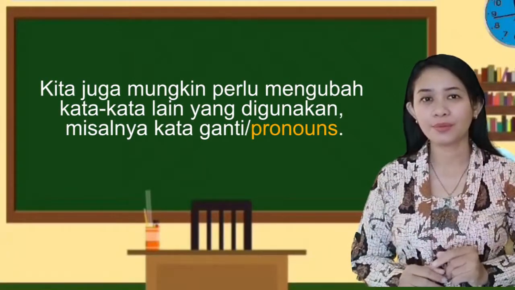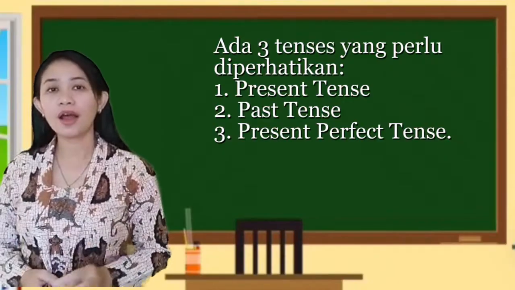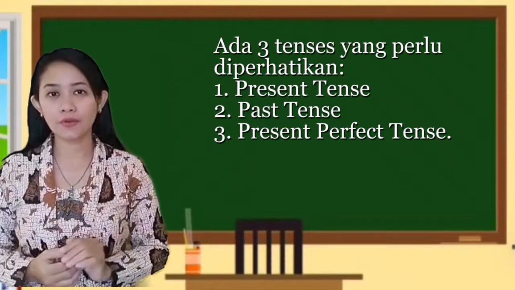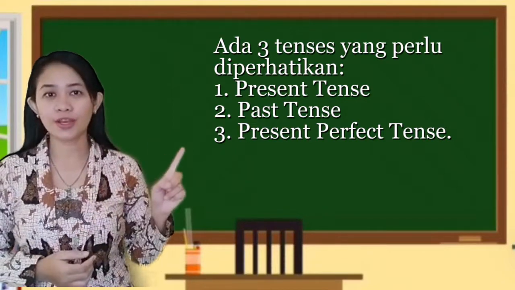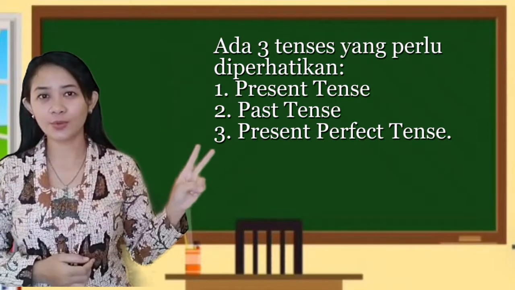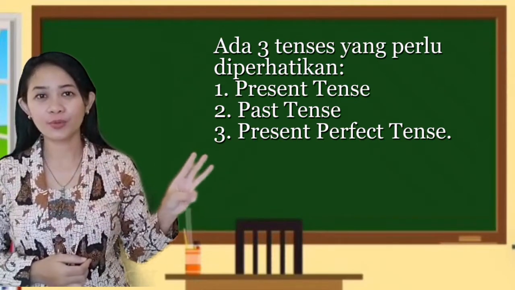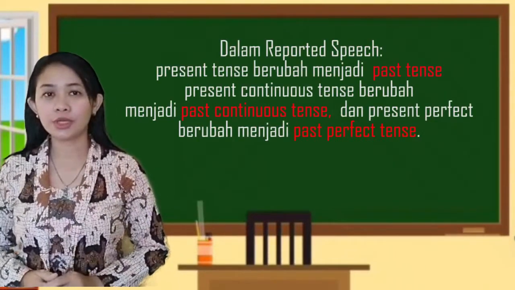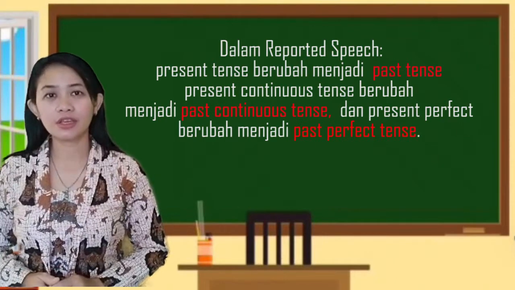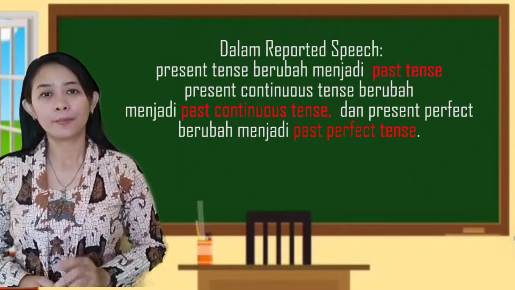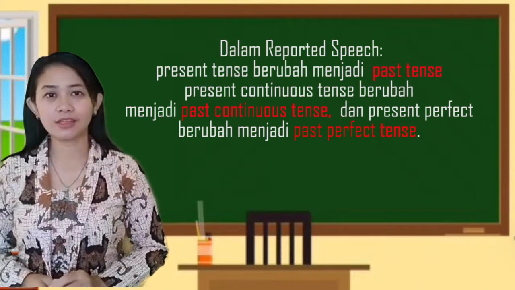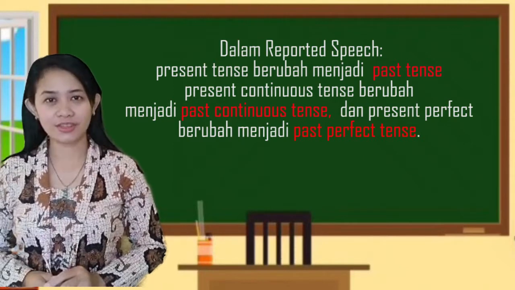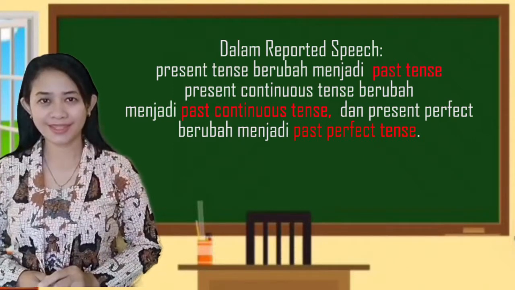For example, pronouns. There are three tenses that we have to underline in the use of reported speech. The first one is present tense, the second one is past tense, and the third one is present perfect tense. In reported speech, present tense changes into past tense, present continuous tense changes into past continuous tense, and present perfect changes into past perfect tense.